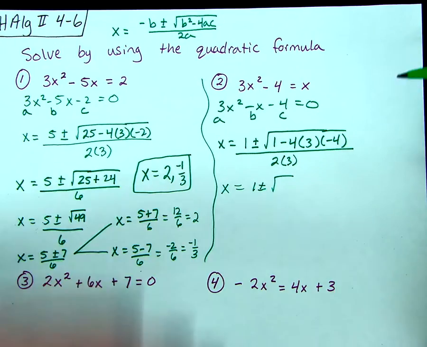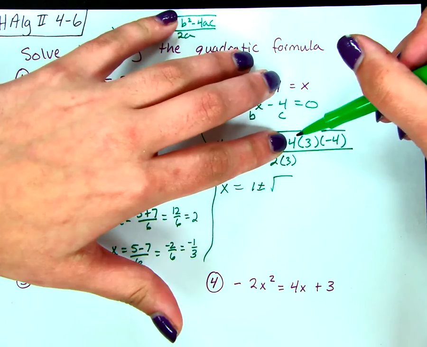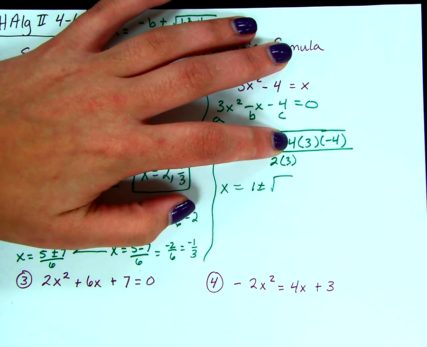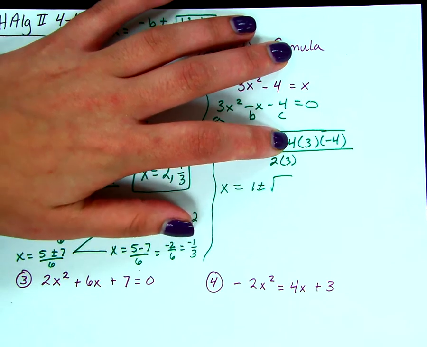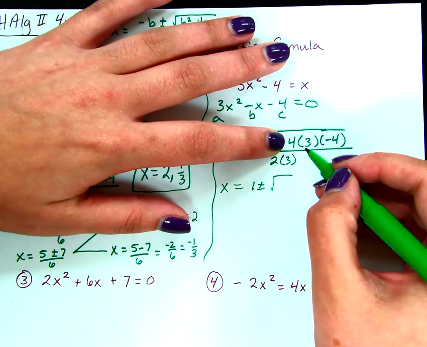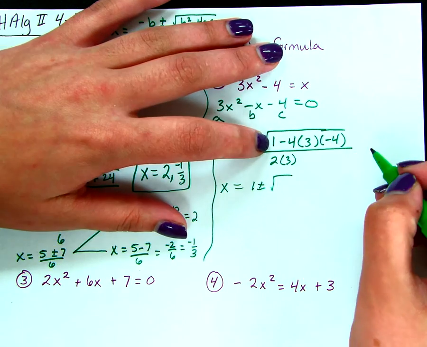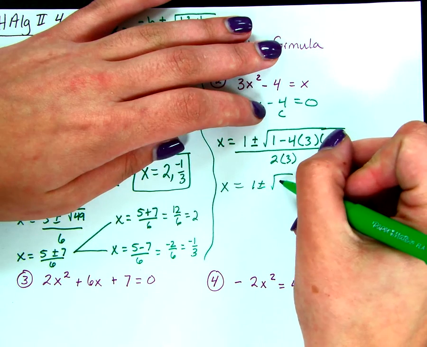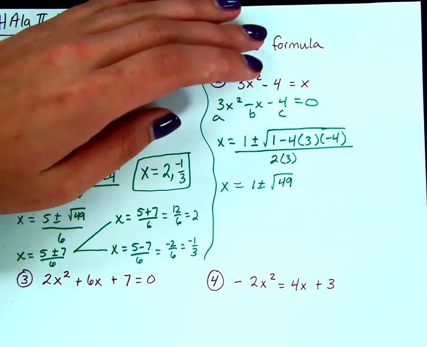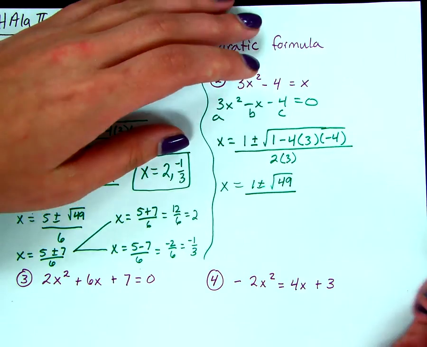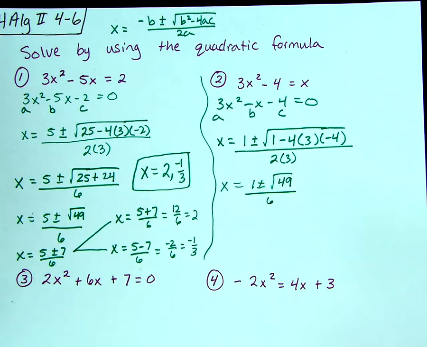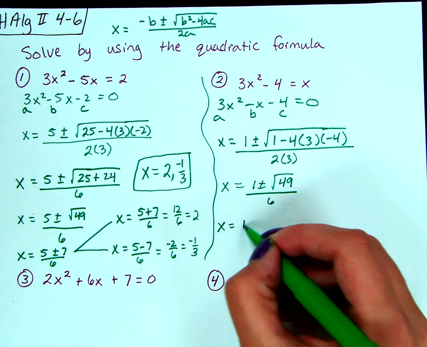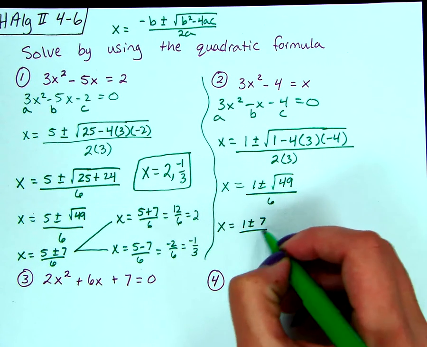Okay, so again, if I ignore the negative to start with, 4 times 3 is going to be 12 again. And then we would have 12 times negative 4, so that is negative 48. So that means that we're taking 1 minus a negative 48. So that's really the same thing as saying 1 plus 48. So that's going to give us 49. And then 2 times 3 is 6. So again, I can take the square root of 49. That's just 7. So we have x equals 1 plus or minus 7 divided by 6.